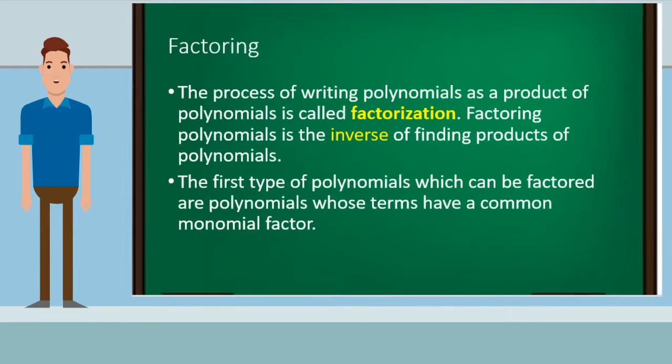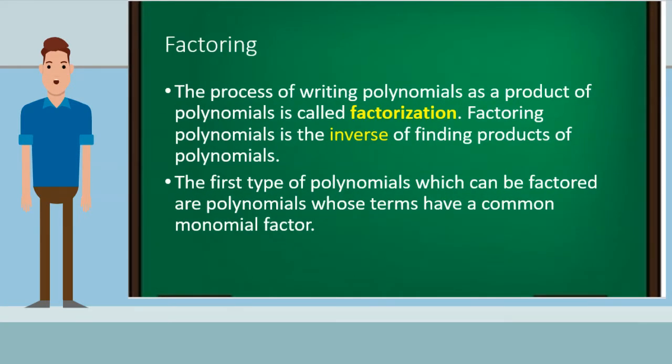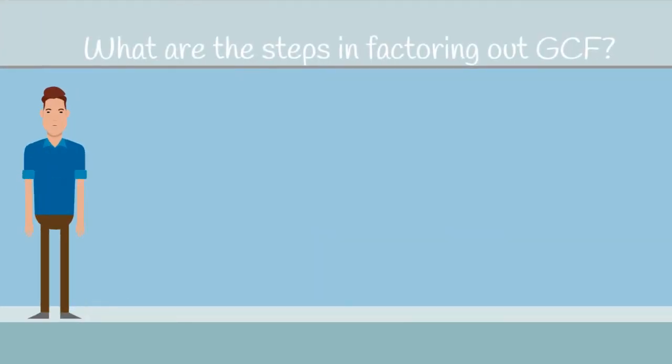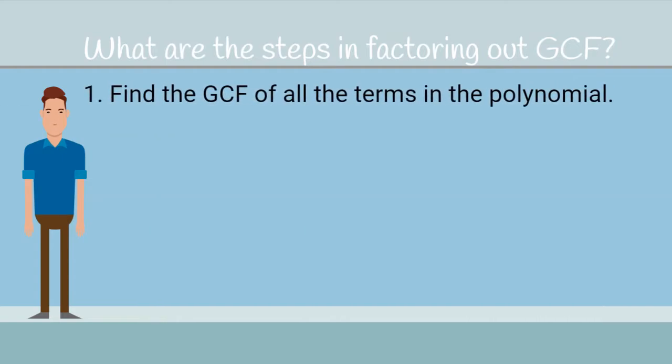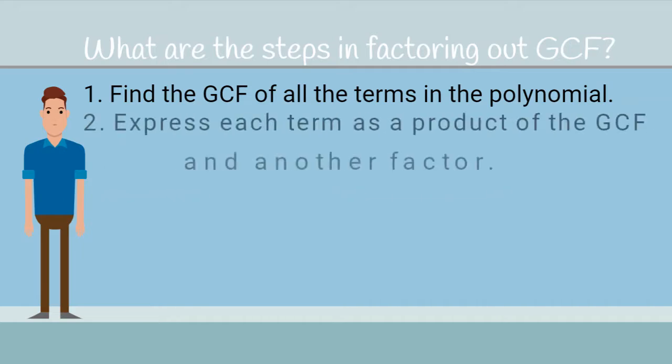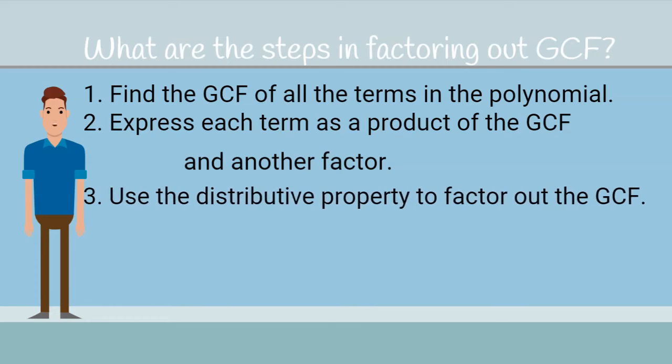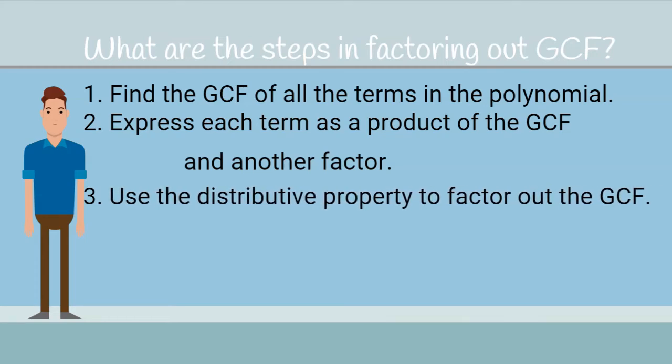The process of writing polynomials as a product of polynomials is called factorization. Factoring polynomials is the inverse of finding products of polynomials. The first type of polynomials which can be factored are polynomials whose terms have a common monomial factor. To factor the GCF out of a polynomial, we do the following. 1. Find the GCF of all the terms in the polynomial. 2. Express each term as a product of the GCF and another factor. 3. Use the distributive property to factor out the GCF.